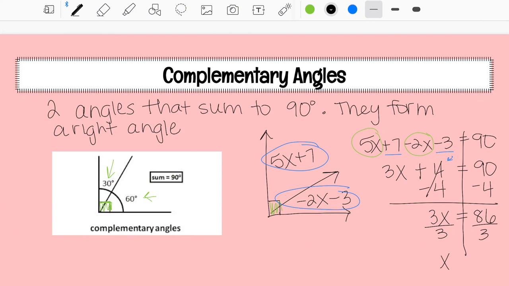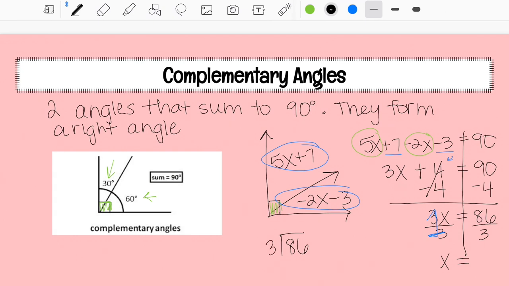So I know 3 divided by 3 simplifies to 1. So I'm just left with 1x on the left-hand side, and that will equal whatever 86 divided by 3 is. So because I do not have my handy-dandy calculator like you guys do, I'm going to come over here and do this by hand with long division.